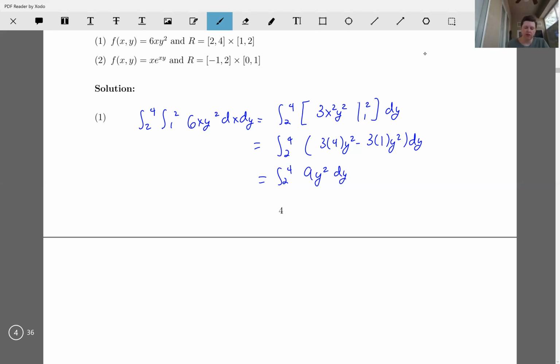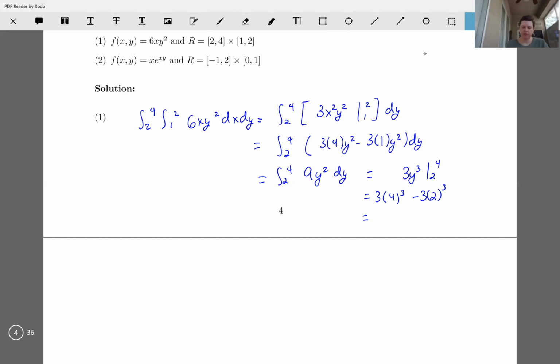12 minus 3 is 9. So 9y squared dy. Which is the integral of 3y squared, which is going to give me 3y cubed from 2 to 4. So I have 3 times 4 cubed minus 3 times 2 cubed, which is going to give me, let's see, 64 minus 8, 56 times 3, 168. If I didn't make any mistakes.